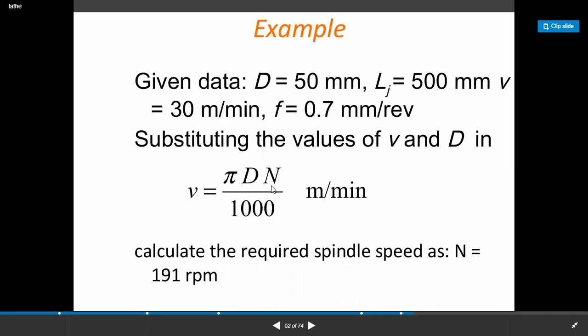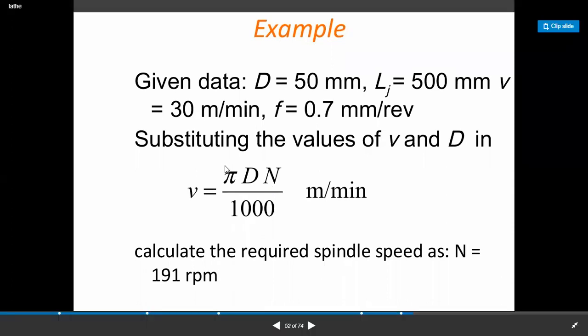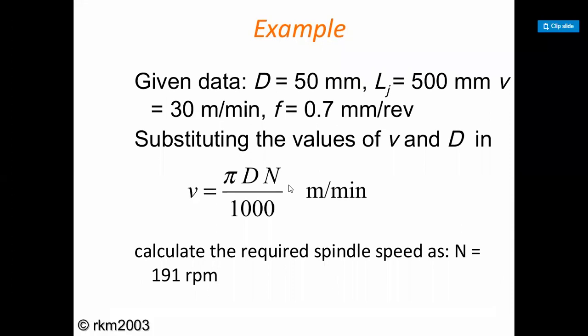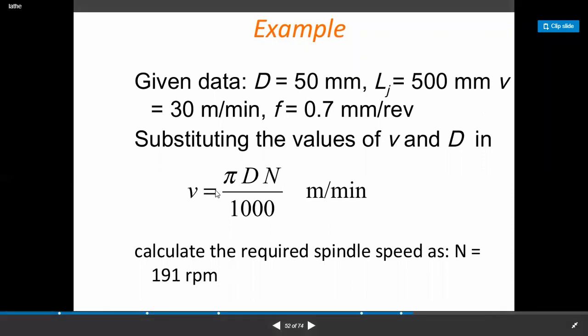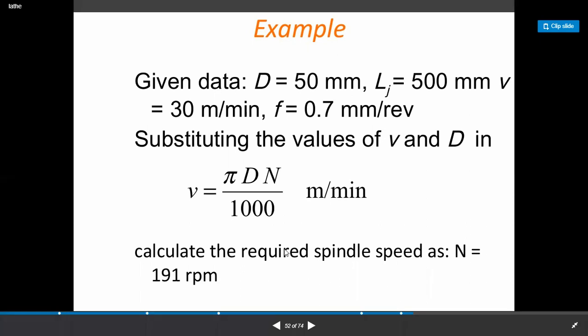Substituting these values, v is given as 30 meters per minute, we know the pi value, and the d value is 50 mm. From that we can calculate the n value. So n is equal to 1000 v divided by pi d, in revolutions per minute. We know the v value and the d value, so we can calculate n, the number of revolutions per minute. From that calculation you can see that n is equal to 191 rpm.